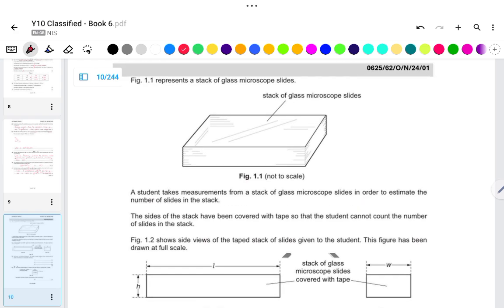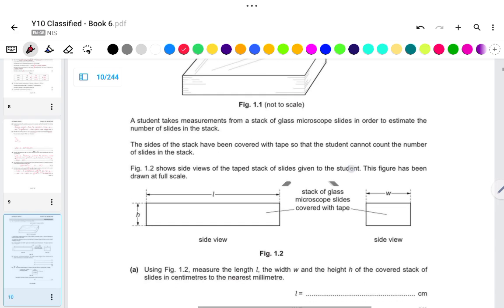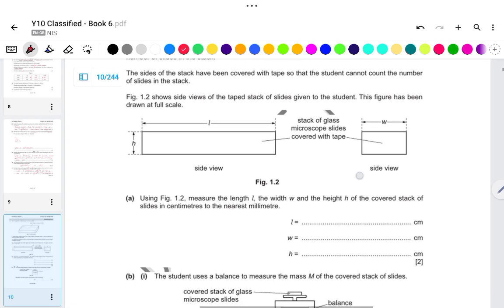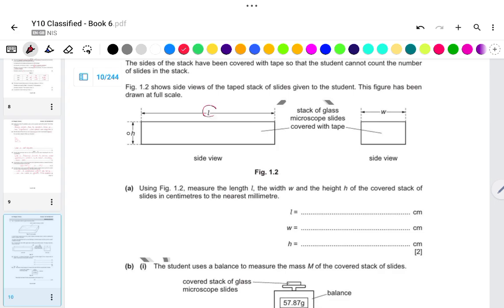Figure 1.1 represents a stack of glass microscope slides. A student takes measurements from a stack of glass microscope slides in order to estimate the number of slides in the stack. The sides of the stack have been covered with tape so that the student cannot count the number of slides in the stack. Figure 1.2 shows side views of the taped stack of slides given to the student. This figure has been drawn at full scale. Okay, so I can see the length, I can see the height, I can see the width.